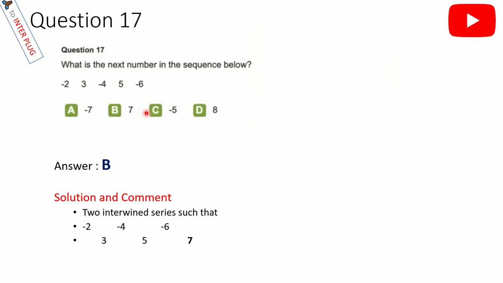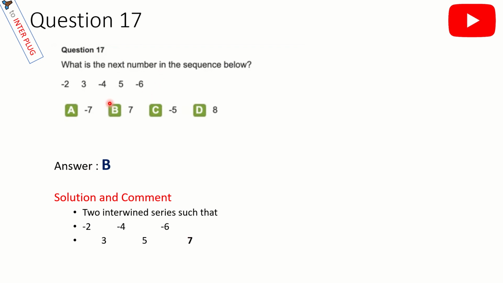Question 17 says, what is the next number in this sequence? There's also another technique where you have two intertwined sequences. You see that there is -2, -4, -6, -8, -10 as a sequence, and then in between they have added another sequence where you have 3, 5, and obviously the next should be 7. So the answer is 7, B.